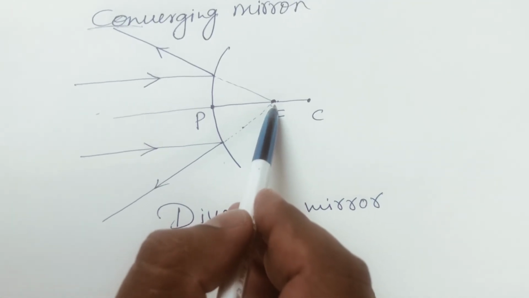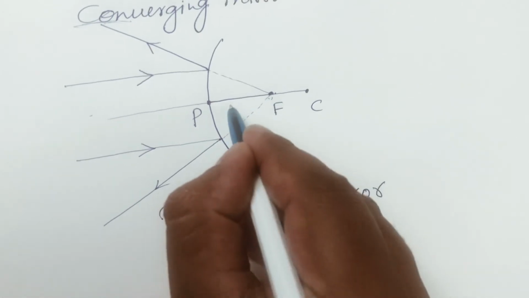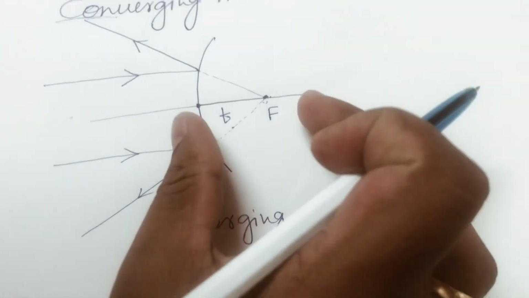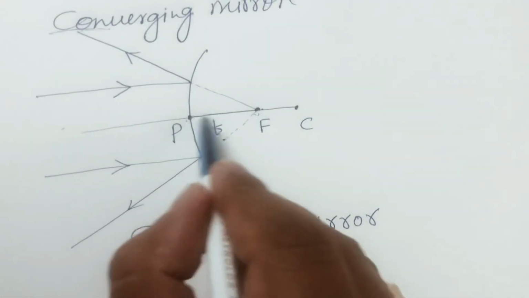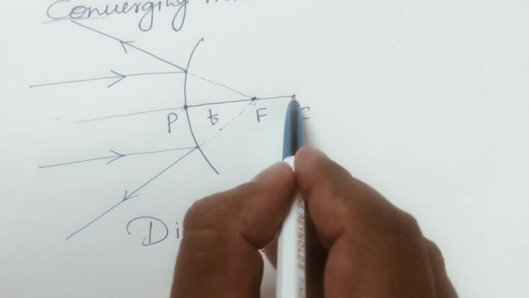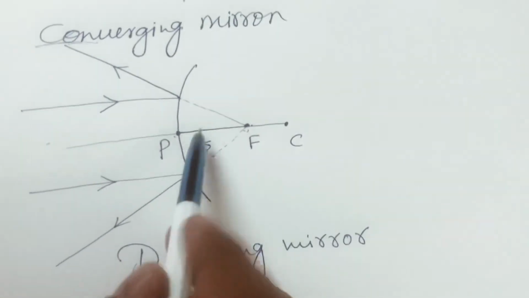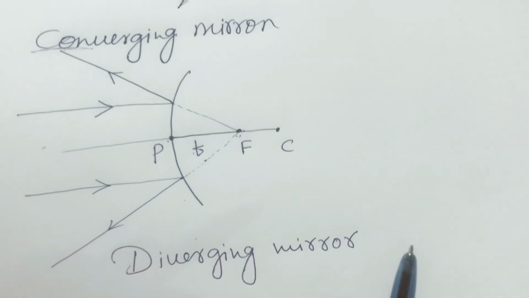Clear? And one more point, from here to here we will call it a small f. f is the focal length. Half of the radius of curvature we'll consider as the focal length. Let me say that from here to here is 5 centimeter, then from here to here is 2.5 centimeter. So the focal length will always be half of the radius of curvature.